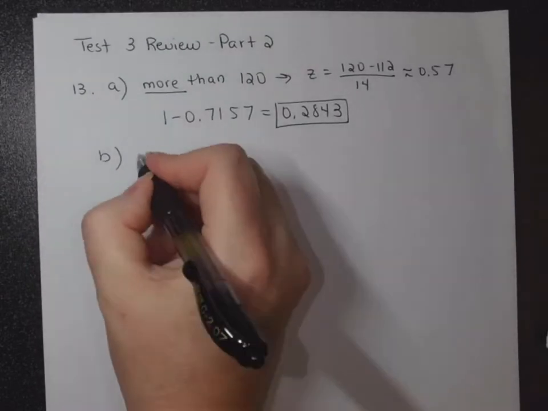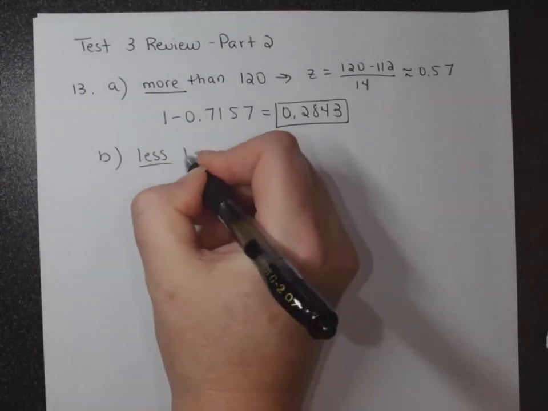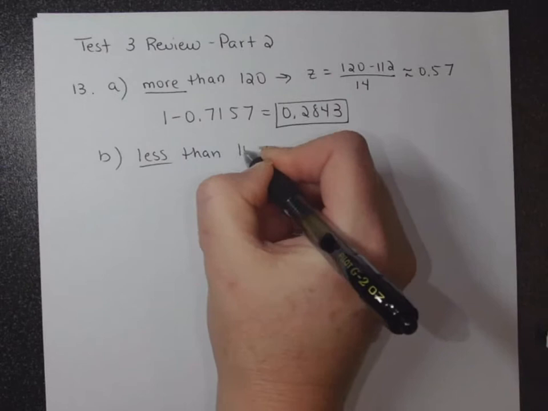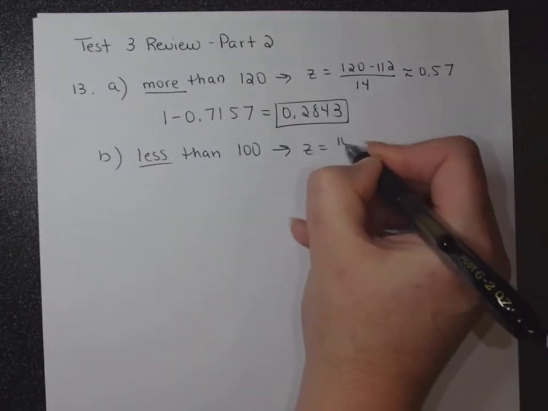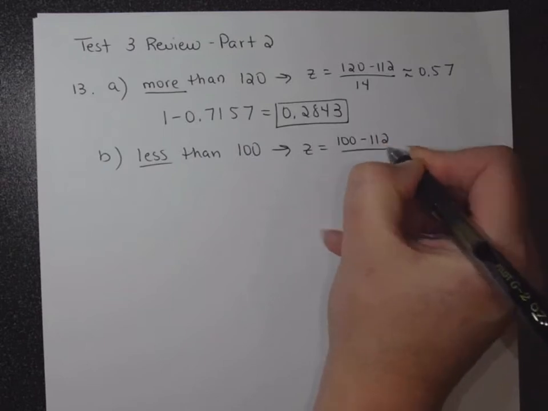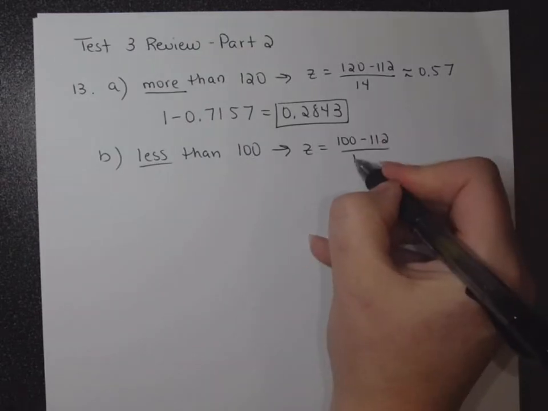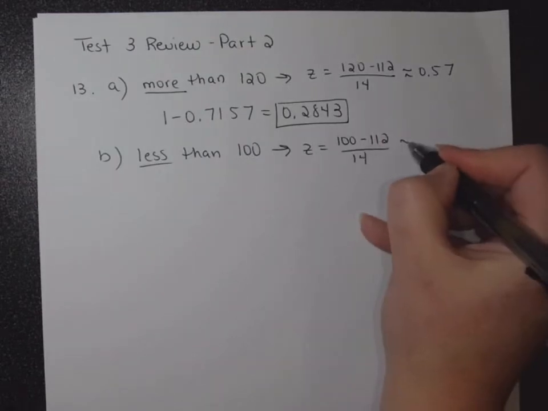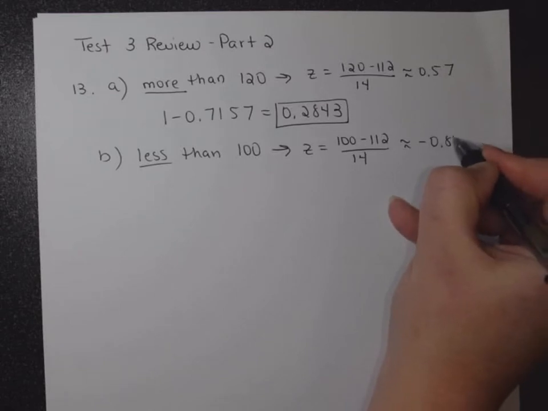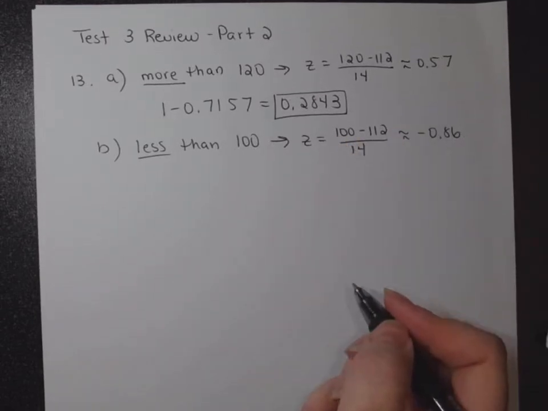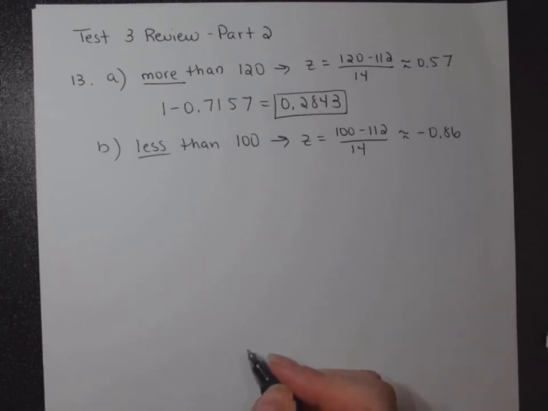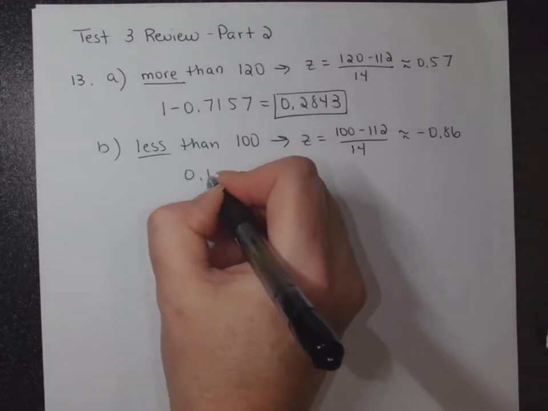Okay, part B is less than 100. So we won't need an adjustment. We'll just read whatever we get from the chart. The z-score is 100 minus average, and then divided by standard deviation. So notice we get a negative z-score here. You always get a negative z-score when this value is less than the mean. But what we read from the chart is 0.1949.